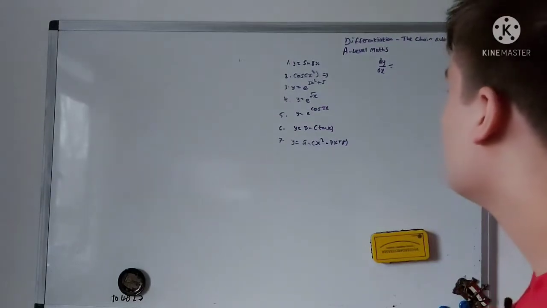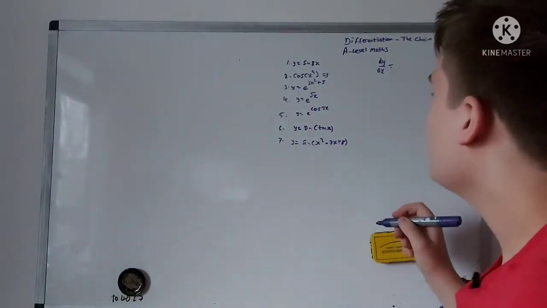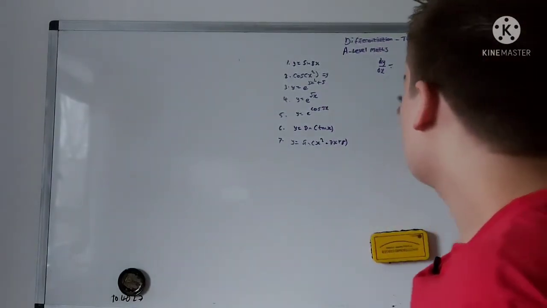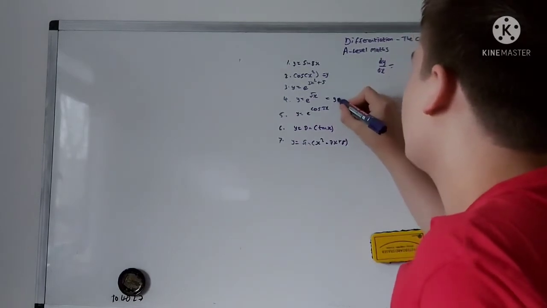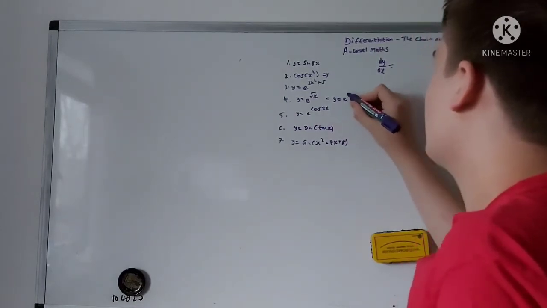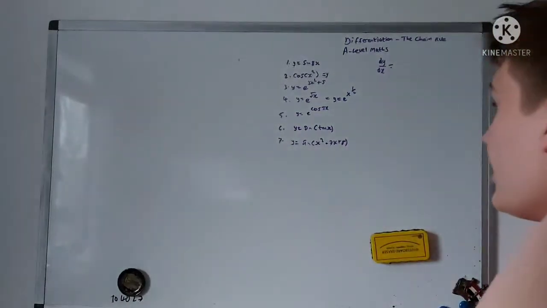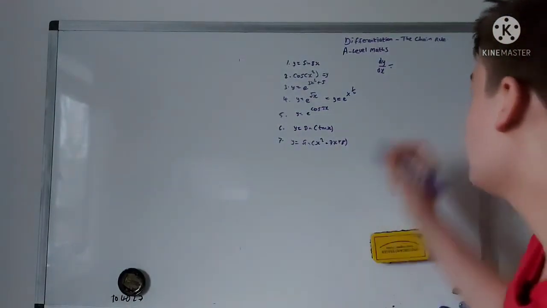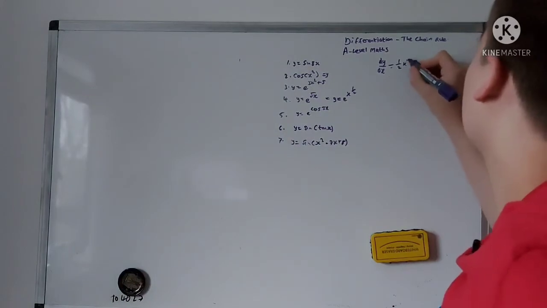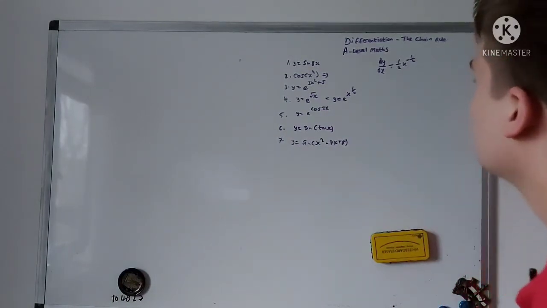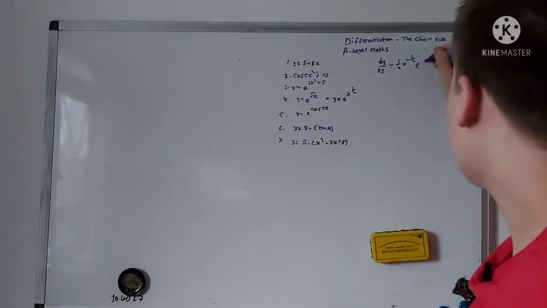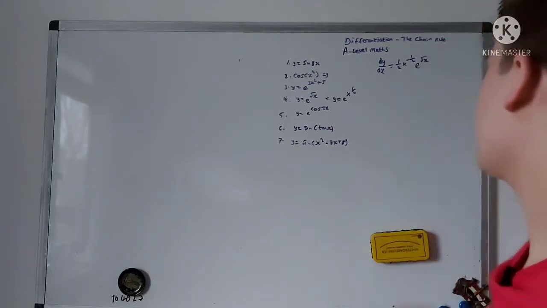For number 4, sorry, we've got e to the root x. Now that's y equals e to the x to the half. So I have to differentiate x to the half, which is 1/2 x to the minus a half, times e to the root x.